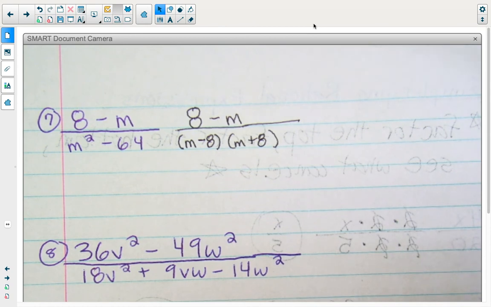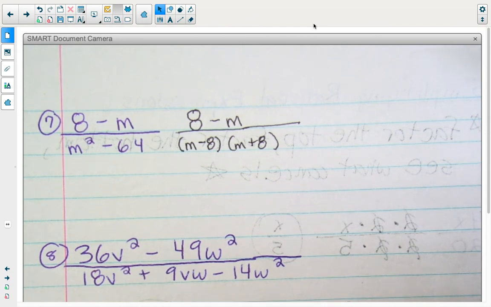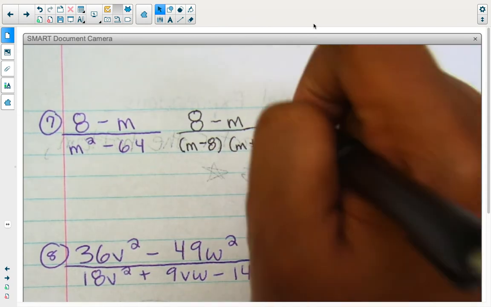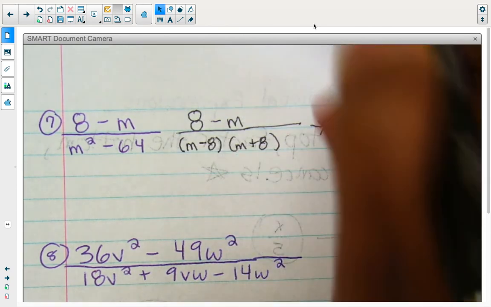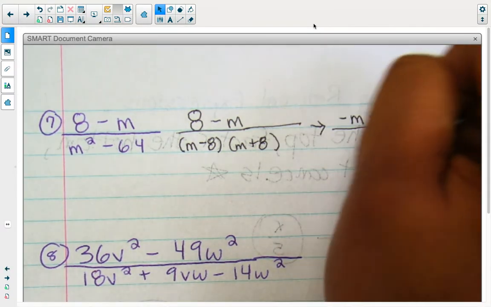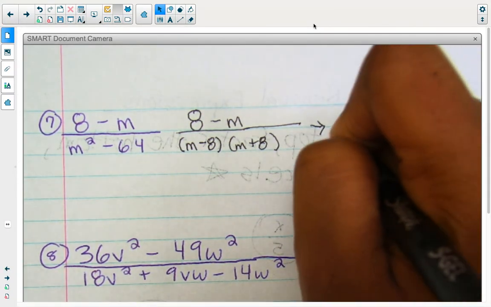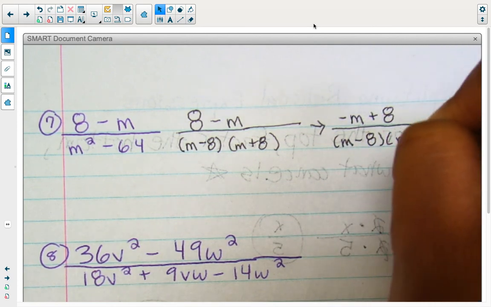So if we factor out a negative 1, that'll help us a lot. So this is what I'm going to do. I'm going to write the m term first so that you can clearly see that they differ by a sign. So on top, instead of having 8 minus m, I'm going to write negative m plus 8. And then on the bottom, I'm still going to have m minus 8 and m plus 8.